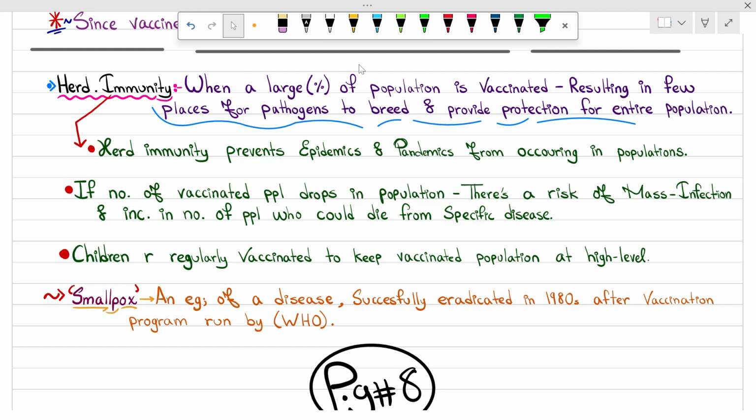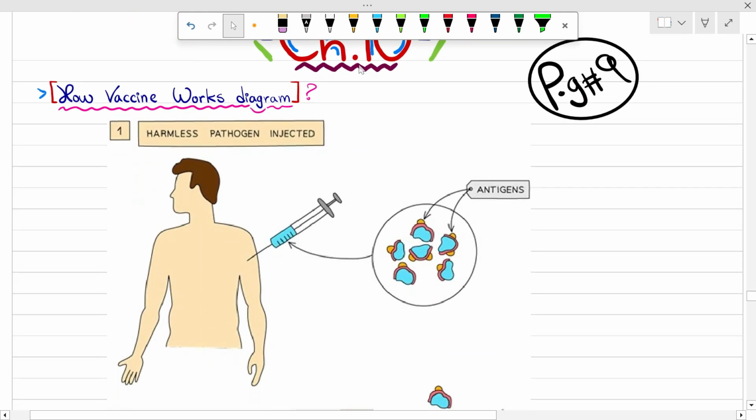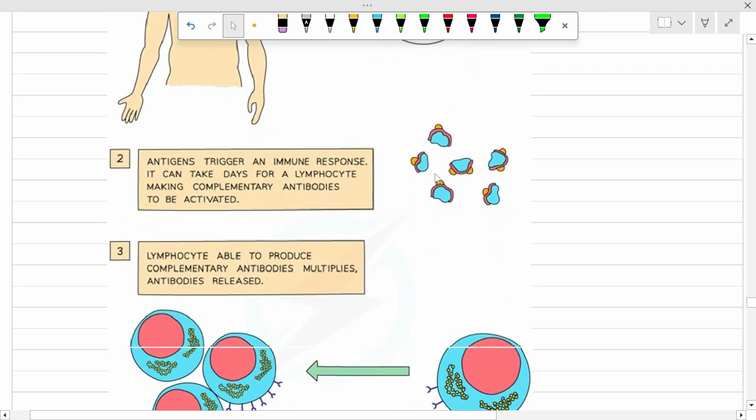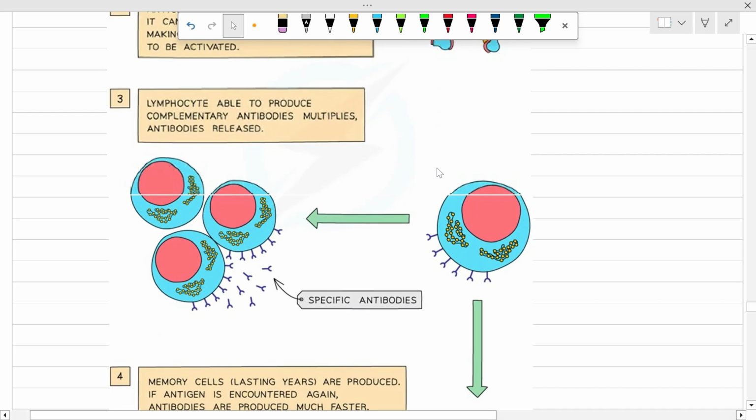Smallpox is an example of a disease that was successfully eradicated in the 1980s after a vaccination program run by the World Health Organization, WHO. This is a diagram of how vaccination works. We inject dead antigens, or dead pathogens, into a human. Lymphocytes will recognize this and provoke an immune response. During this time, the individual will not get sick, but memory cells will be prepared in the body for a future response to a live pathogen.